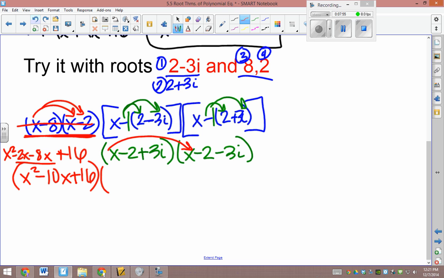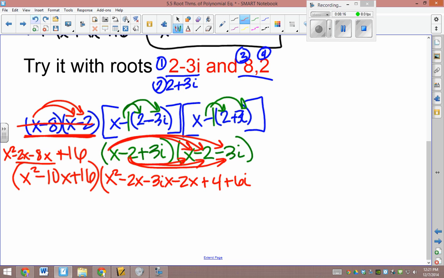x times x, x squared. x times minus 2, minus 2x. x times negative 3i, that's minus 3ix. Then I'm bringing my minus 2 over. Minus 2 times x is minus 2x. Minus 2 times minus 2 is plus 4. Minus 2 times negative 3i, that's going to be plus 6i. Okay, last one, we're going to take this plus 3i over, so plus 3ix.